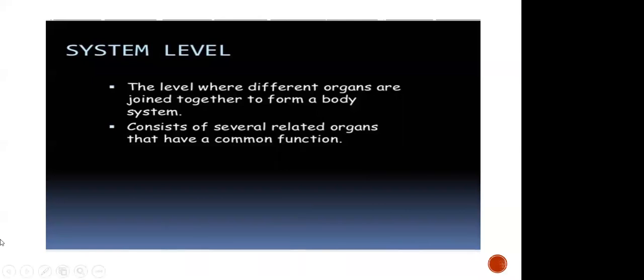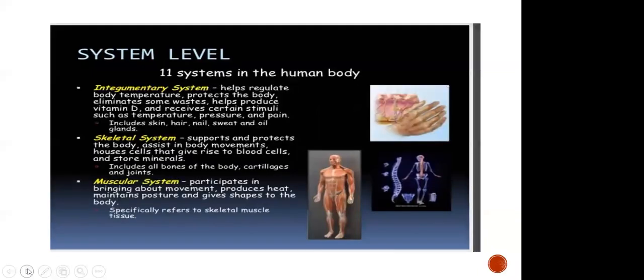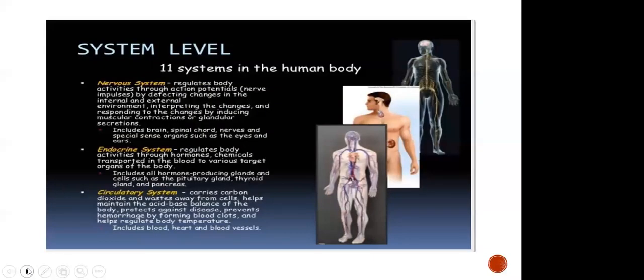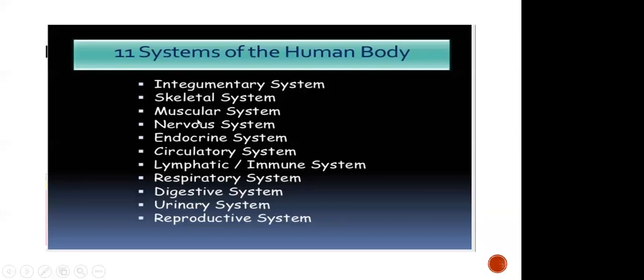So, system level of organization. We move on to the next point about system level of organization. Look at the slide, children. We have 11 systems in the human body. System level of organization is grouped into 11 different types of systems. Look here, the systems in the human body. What are those systems?